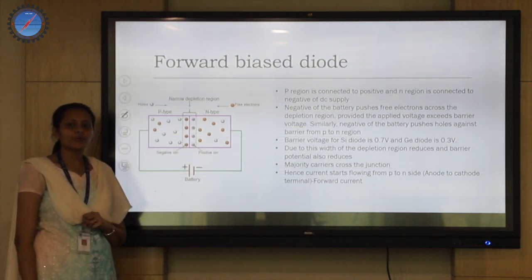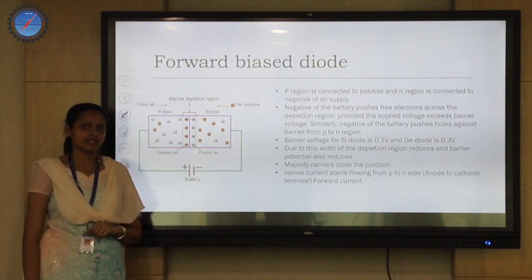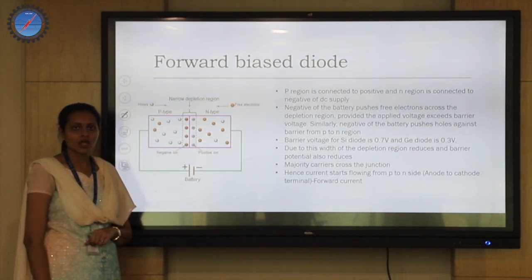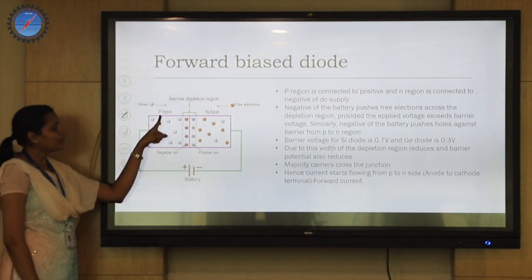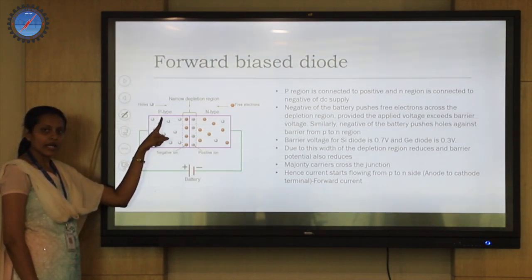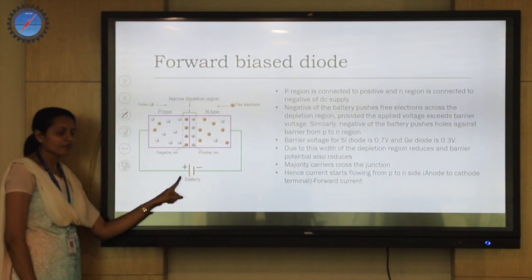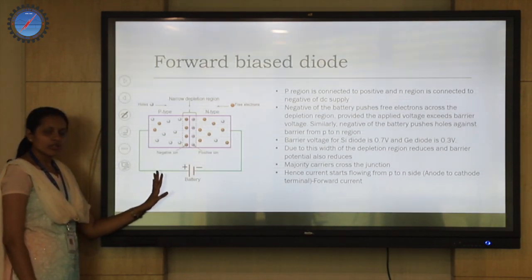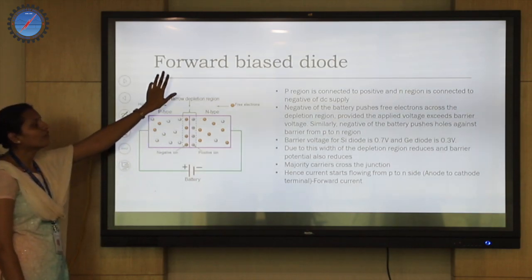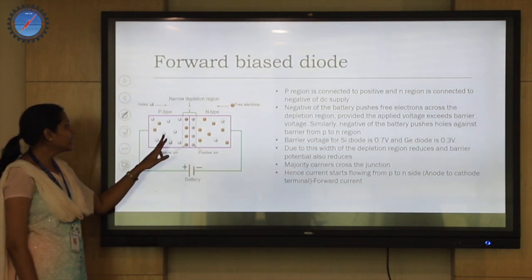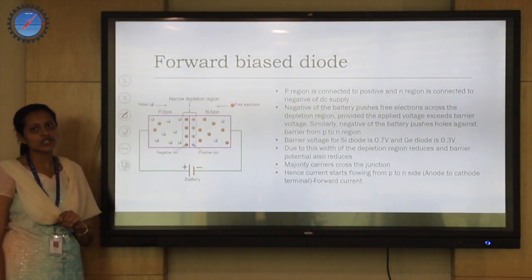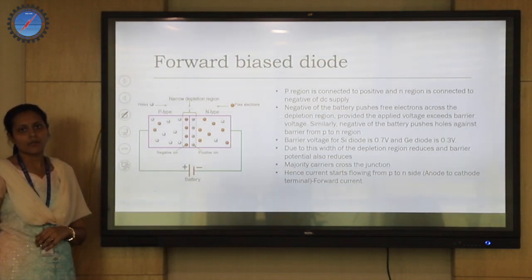Next we'll move on to what is a forward bias diode. When you have a diode here like this, if I connect P type to the positive of the battery and N type to the negative of the battery, this is called forward biasing. P to positive, N to negative. If you are applying potential in this way, this is called forward biasing.